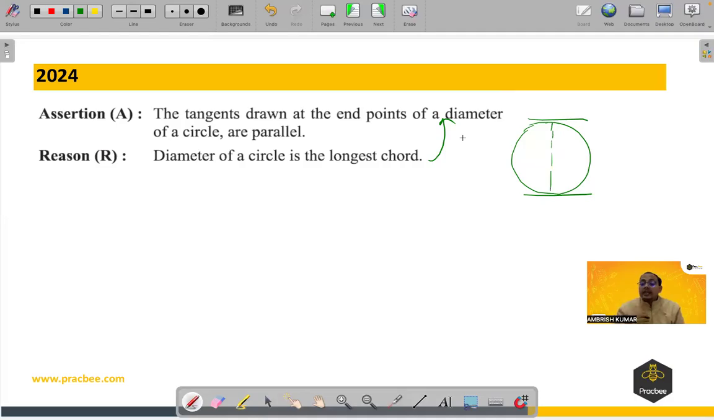Why? The tangents are parallel. For that we have a different reason, because at the center here we have 90, here we have 90. So these are co-interior angles, right? Or you can think of this as 90, so alternate interior angles are equal, that's why they are parallel. So that is going to be the reason, right? So yes, both the statements are true, but the reason is not the correct explanation of the assertion, right?